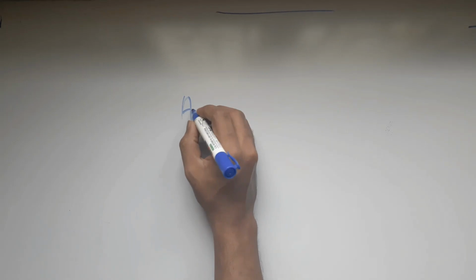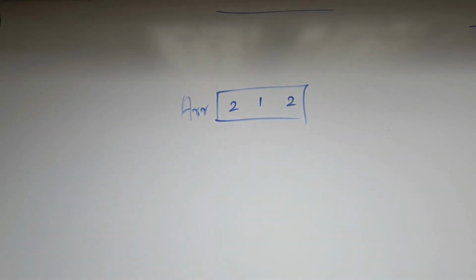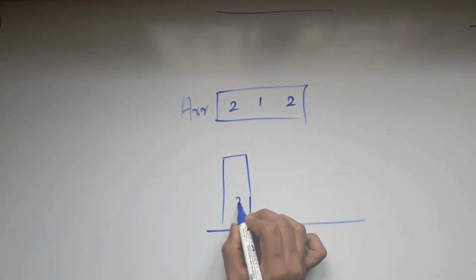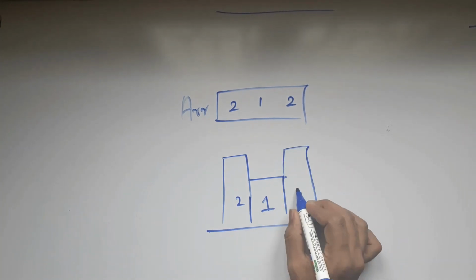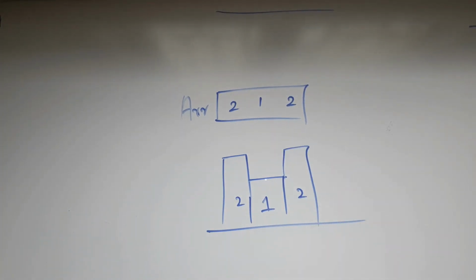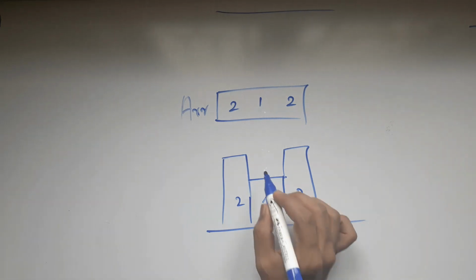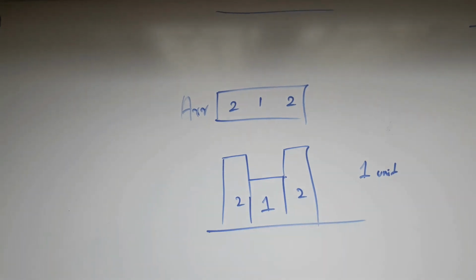So let's say you're given an array whose values are 2, 1 and 2. Let's try to visualize it. You have a wall of height 2 and then a wall of height 1 and 2. So how many units of water can we store in between this? Just by visual inspection, we can say we can store 1 unit of water right in between these two walls. So actually, in order to say that, our brain has done two important jobs.